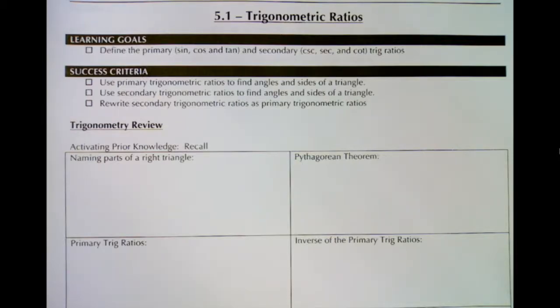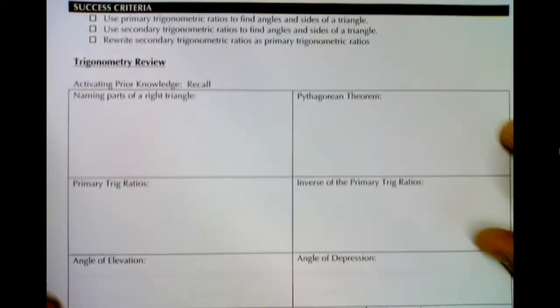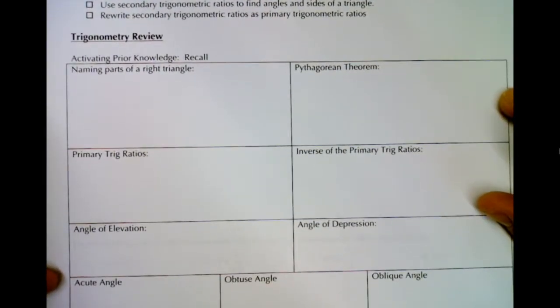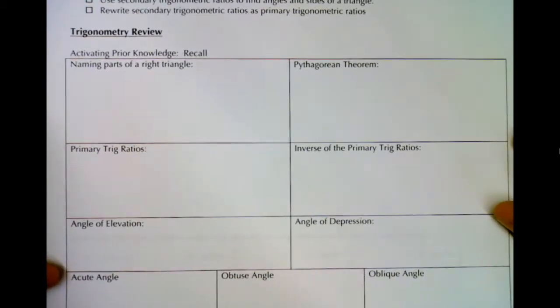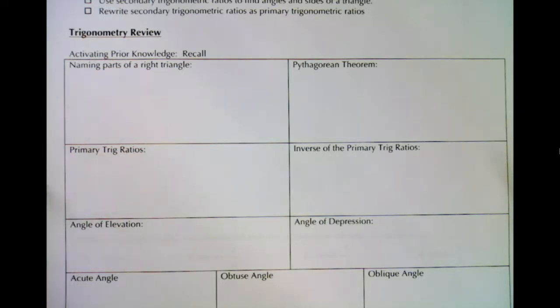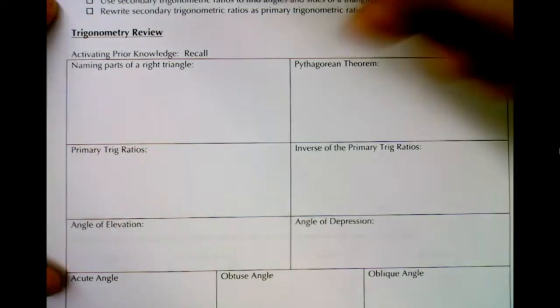Okay, this is lesson 5.1, trigonometric ratios. Before we get into the new content, we have to recall or activate some prior knowledge. The first thing we need to review is how to name the parts of a right triangle and then some ratios and properties of right triangles. So let's first look at a right triangle.